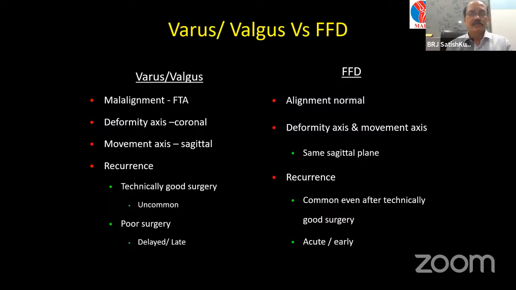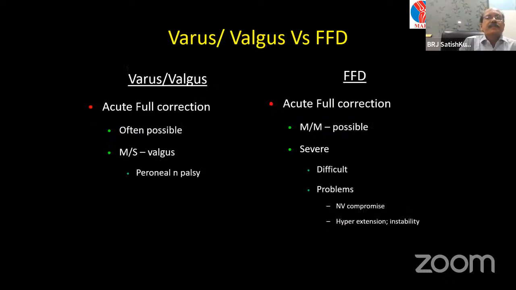On the contrary, in fixed flexion deformity, the deformity axis and the movement axis both are in the sagittal plane. So the recurrence is common even after technically good surgery, and the recurrence is seen very early if you do not take adequate precautions. In fact, the most common recurred deformity after knee arthroplasty is a fixed flexion deformity, because the deformity axis and the movement axis are the same.